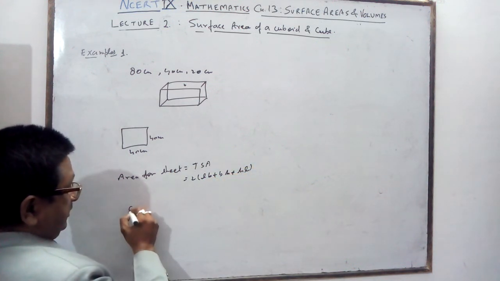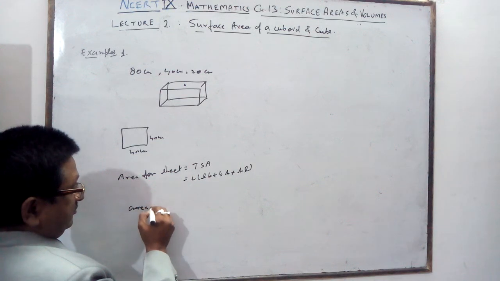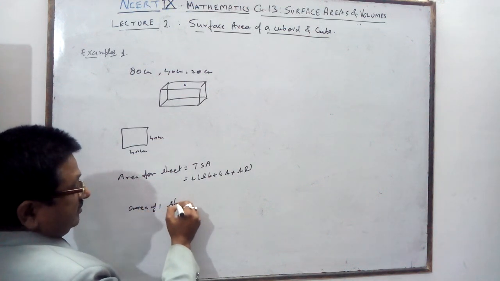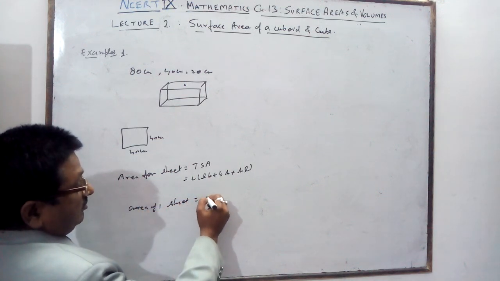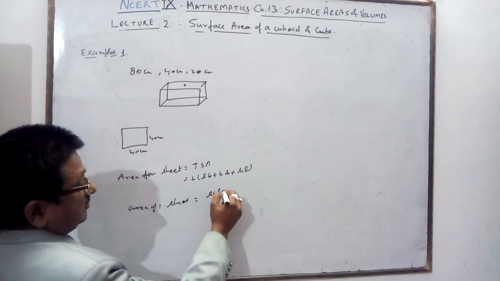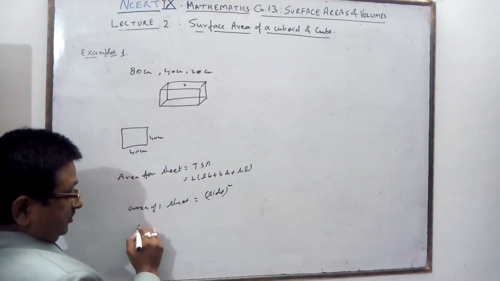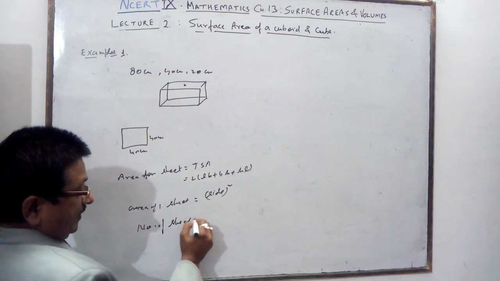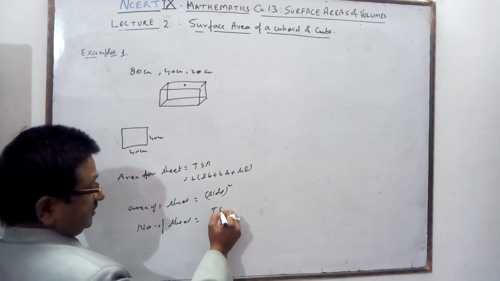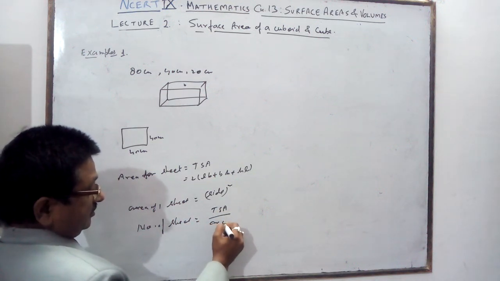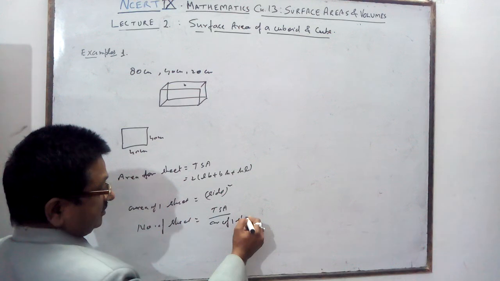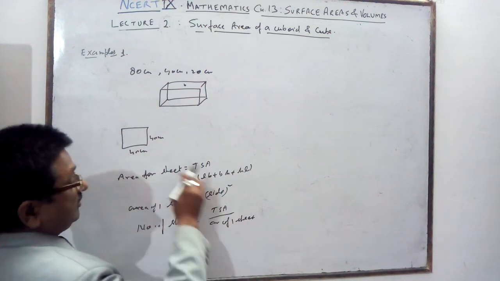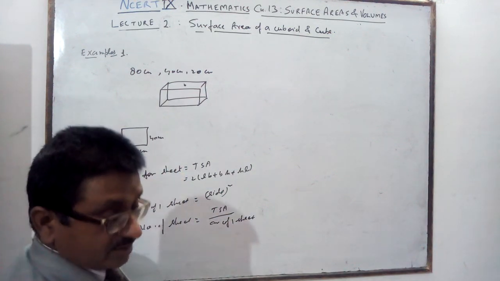And then area of one sheet is equal to side square. That we know. So number of sheets is equal to TSA upon area of one sheet. You put the values and you will get the number of sheets.